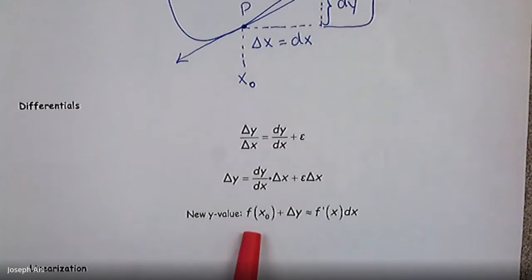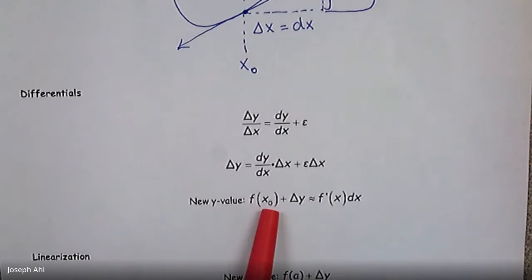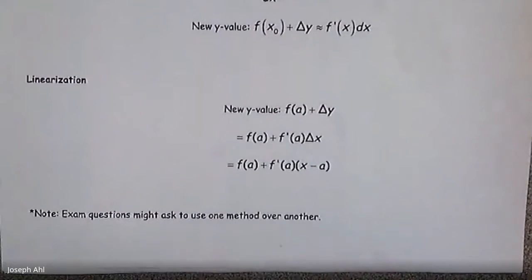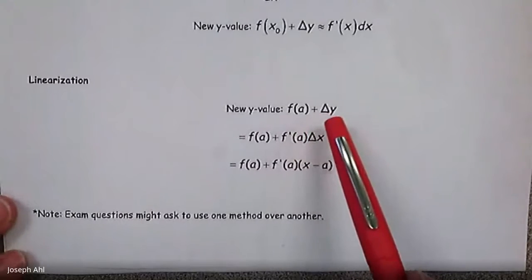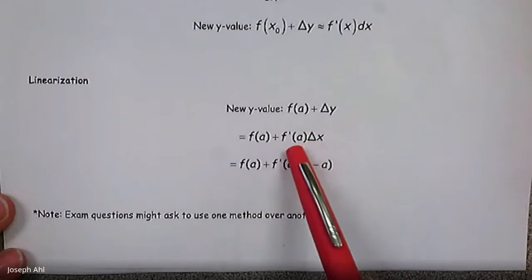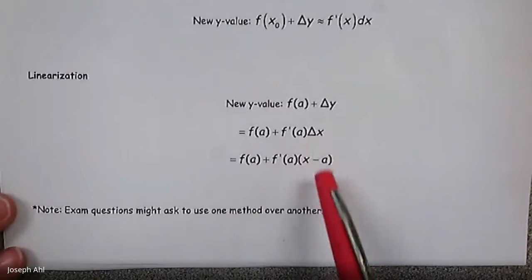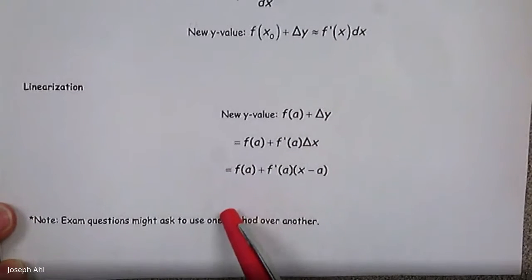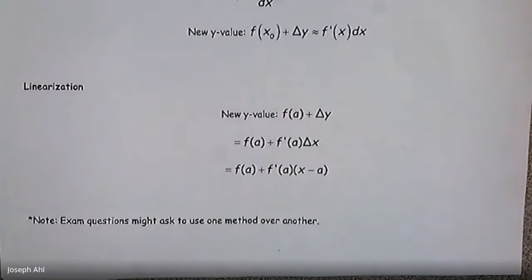To get the new y value, we talked about these yesterday, it's f of x sub 0, the function value at x sub 0, plus our delta y, where delta y is approximately equal to f prime of x dx. Similarly with linearization, we can find the new y value by doing f of a plus delta y. So we can approximate our delta y in this case to be f prime of a delta x, and the change in x when we're doing linearization is the difference of x minus a. So it's really the same exact concept, just maybe different ways of approaching it notationally.